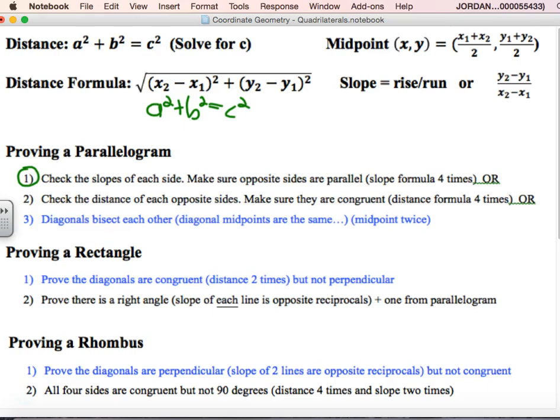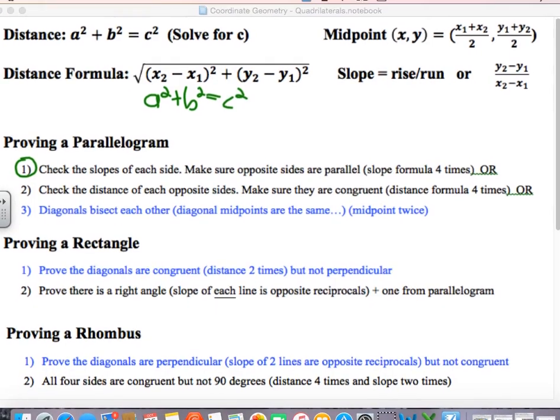Okay, proving a rectangle, the easiest way is to prove the diagonals are congruent. Just do the distance formula 2 times, right? But of course they can't be perpendicular, so you got to check and make sure that the lines are not perpendicular in order to be a rectangle. Okay, you could do this other one by proving there's a right angle. That means making sure that the two lines have opposite reciprocal slopes, and also you have to do one of the three things from a parallelogram to prove it's also a parallelogram, not just a quadrilateral that has one right angle.